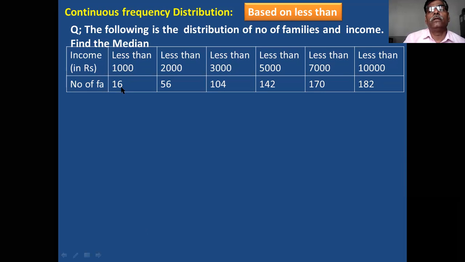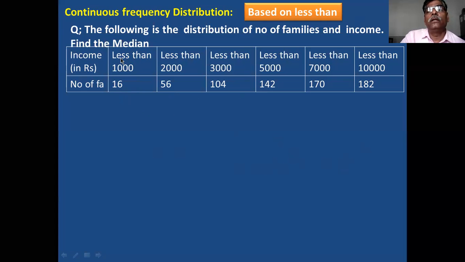This is cumulative. This is the income level for the income distribution and number of families. Less than 1,000 income is of 16 families and 56 families have less than 2,000. In this 56, 16 are included because these 16 families' income is less than 2,000, and totally 56. And 104 families have income less than 3,000, which means the 16 families with income less than 1,000 and the 56 with income less than 2,000 are covered in this less than 3,000. This is the inner meaning you should know. Now we calculate the median for this.